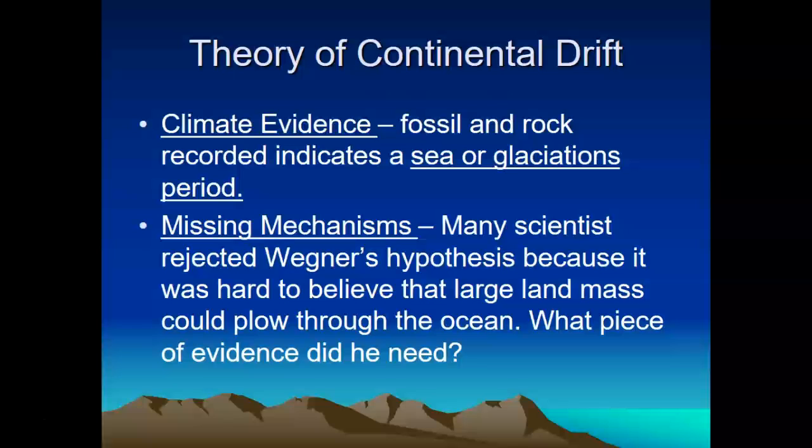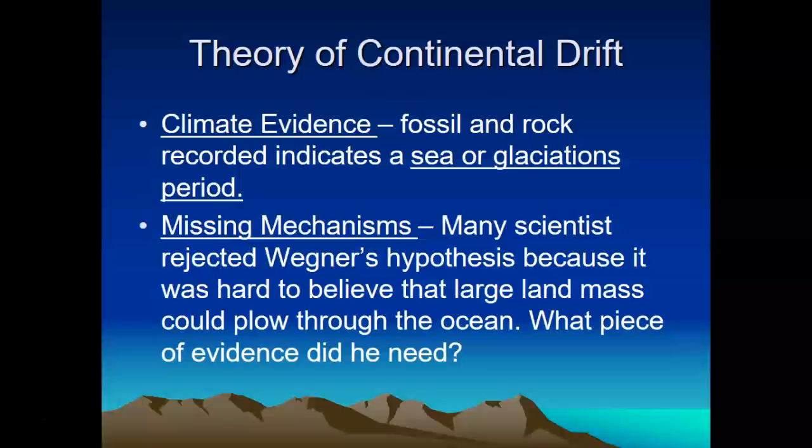Climatic evidence is another great example. We can look at glacier periods and see that they've all been eroded during the same time period. And then finally, that missing mechanism, or that missing piece that Wegener always needed. So what was that piece? And now, like I said, we kind of have it with the technology aspect of it and knowing how fast the plates are moving.